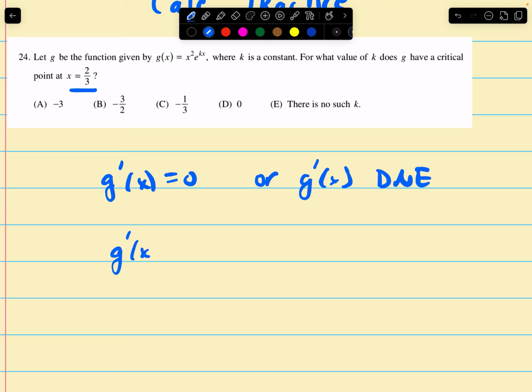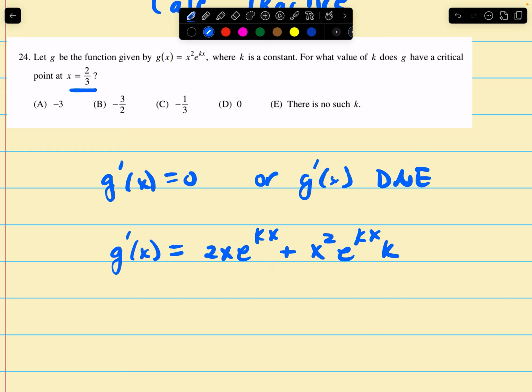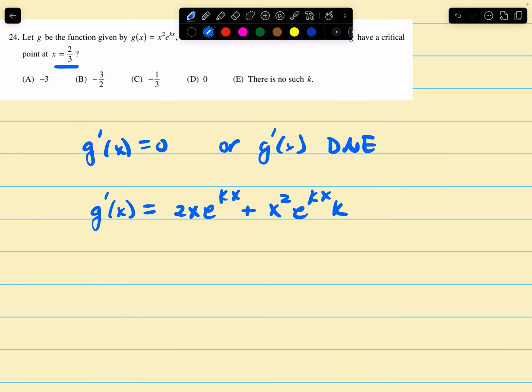So g prime of x, this is a product, so we're going to have a product rule. So the derivative of the first times the second plus the first times the derivative of the second times k. Okay? And we're going to set this equal to 0 because this exists everywhere. So we're going to set it equal to 0.